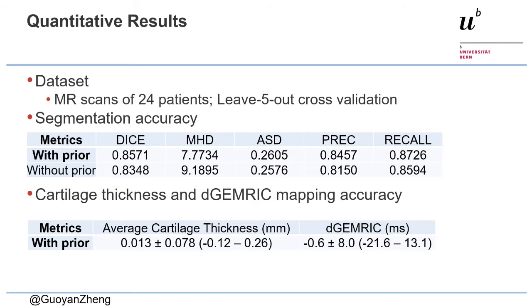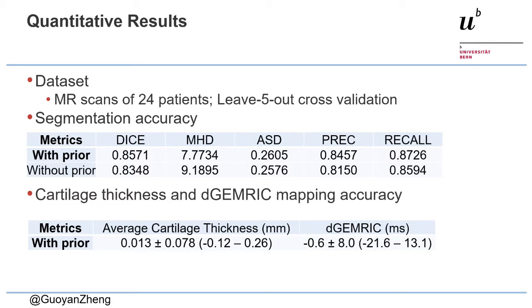Again, we took MR scans of 24 patients and conducted leave-5-out cross-validation. We first evaluated the segmentation accuracy. Due to the very challenging cartilage segmentation, the Dice coefficient is 85%, which is relatively low compared to the bony structures. The average surface distance is about 0.26.